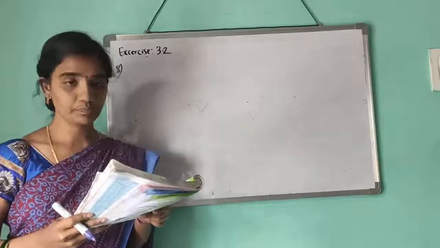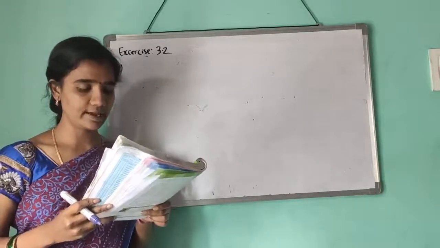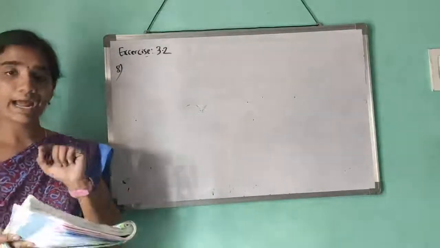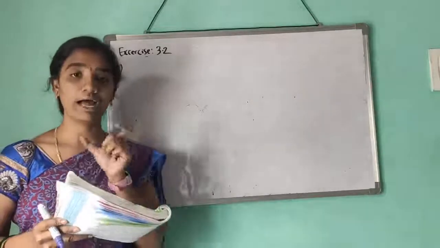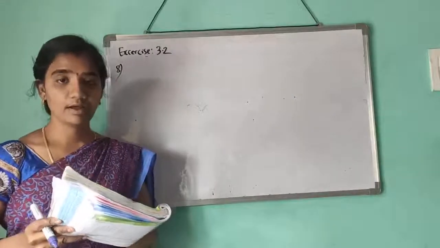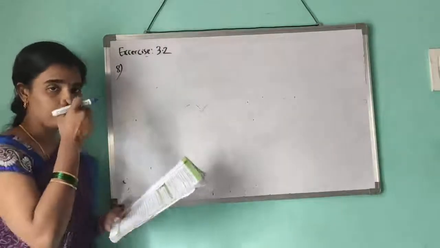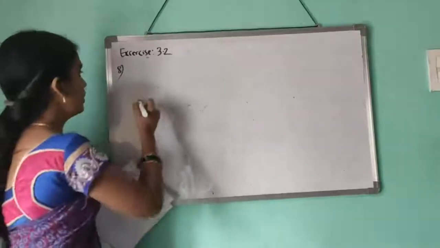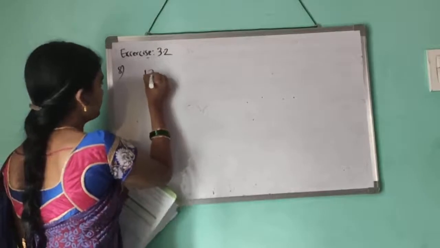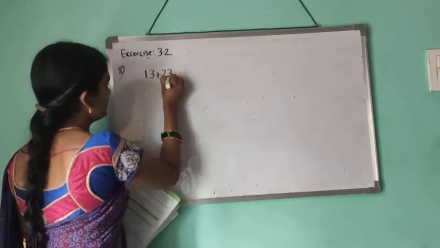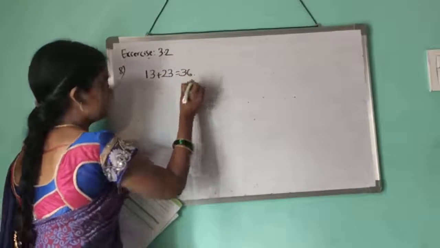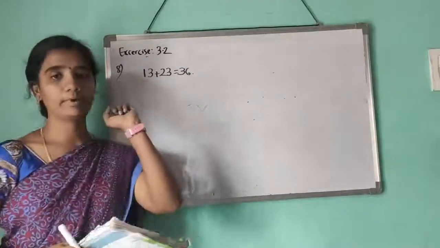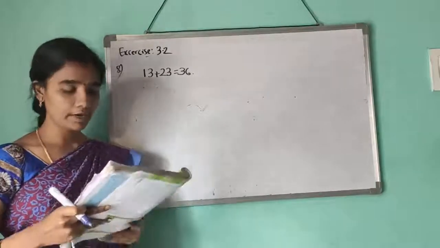Coming to the 8th one, express 36 as the sum of 2 odd primes. The numbers are 2 odd prime numbers. If you add the 2 numbers, the sum is 36. Odd prime numbers, here I am taking 13 plus 23. I will get the sum 36. They both are odd numbers and prime numbers.